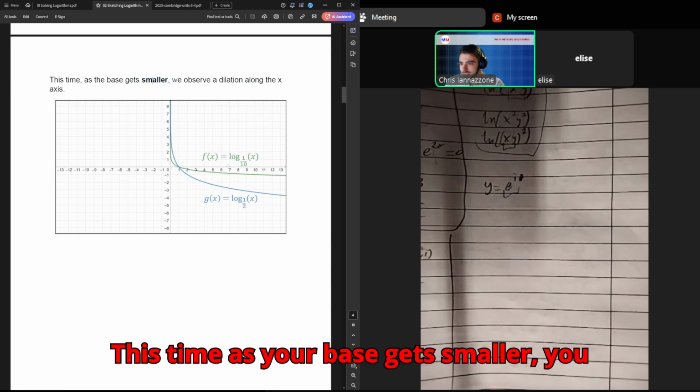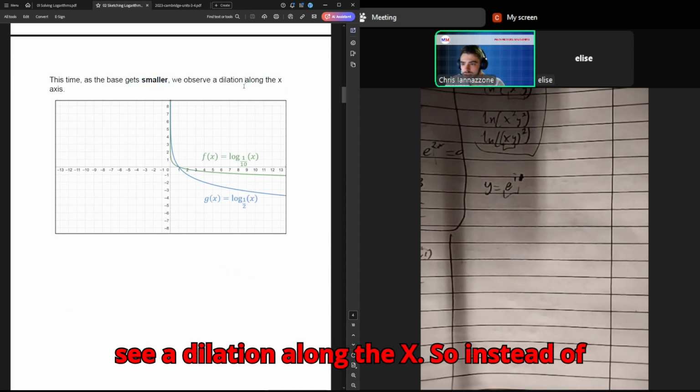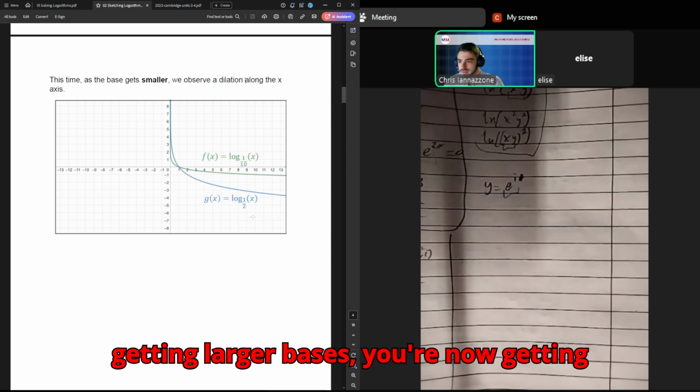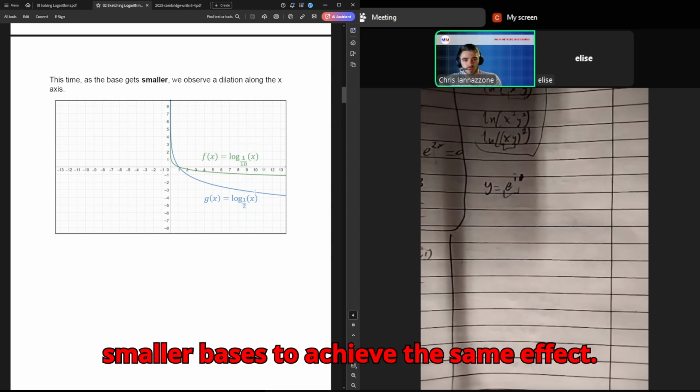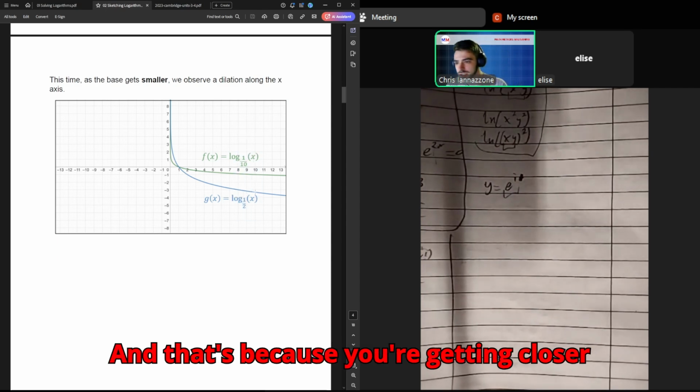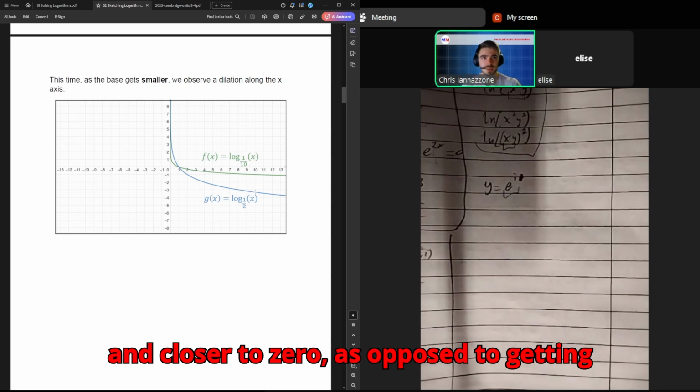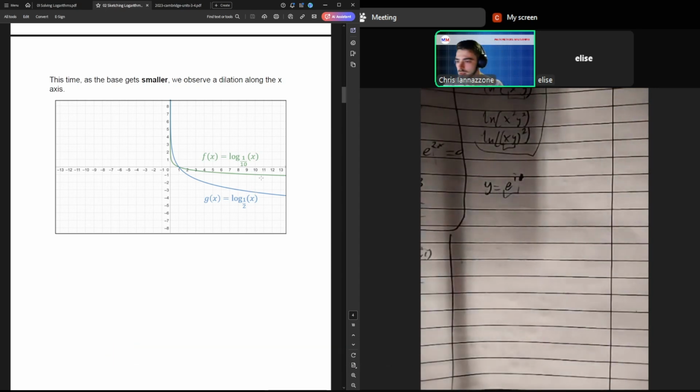This time, as your base gets smaller, you see a dilation along the x. So instead of getting larger bases, you're now getting smaller bases to achieve the same effect. And that's because you're getting closer and closer to 0, as opposed to getting further and further away from 0.